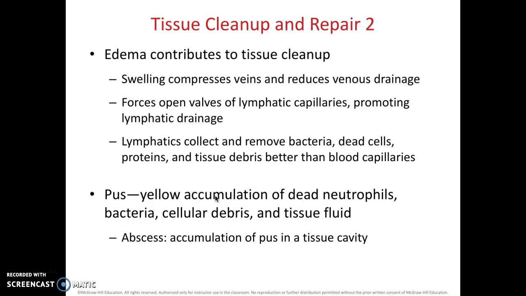So pus is the yellow, or white, or whatever color, accumulation of dead neutrophils, bacteria, cellular debris, and tissue fluid. If something has a lot of pus, it is not pussy. It is purulent, by the way. And so sometimes you can get abscesses, which are an accumulation of pus within a tissue cavity. And usually those will need antibiotics or will need some sort of drainage to get rid of them.